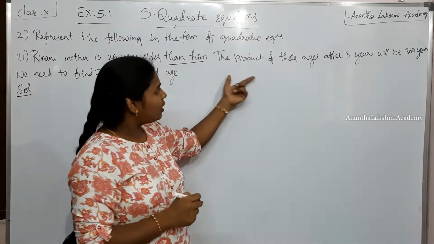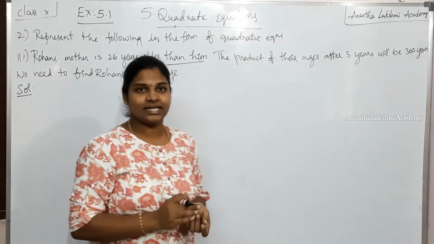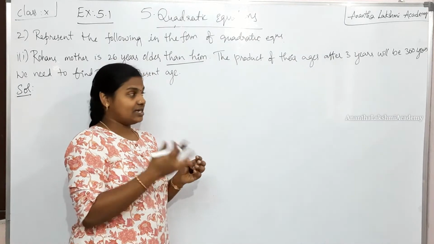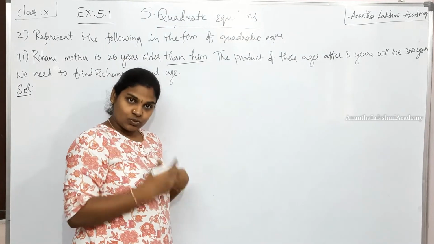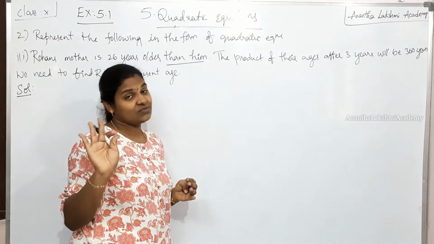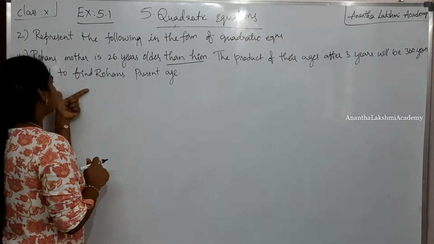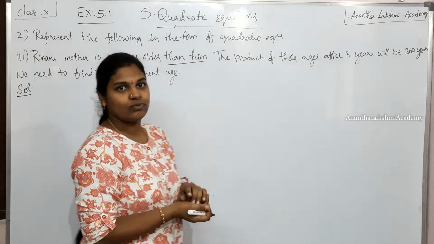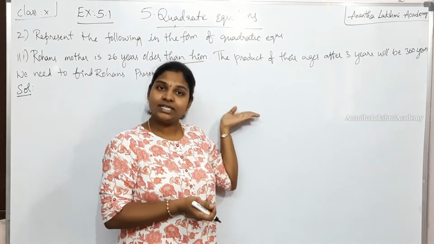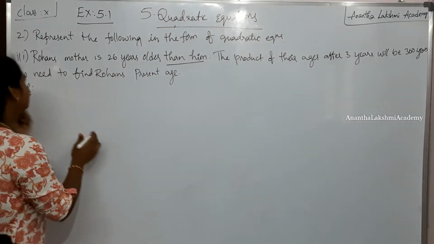The product of their ages after 3 years will be 360. Say for suppose Rohan is 2 years old now. After 3 years, he will be 2 plus 3, which is 5. Likewise, we need to solve this. Now, we need to find Rohan's present age, so we need a quadratic equation in terms of Rohan's age. Alright, let's get started.